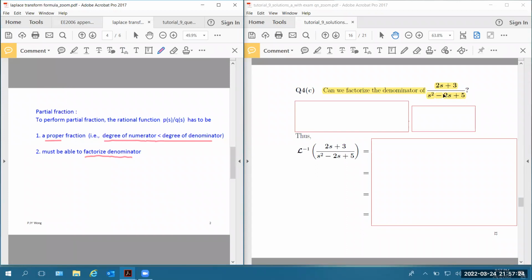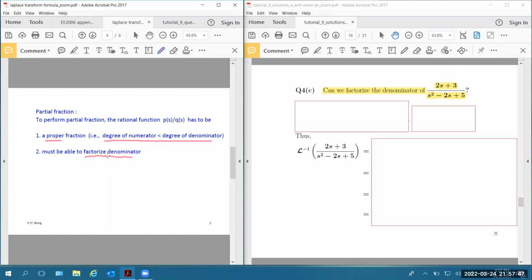So this one actually, it is a proper fraction. Then we look at point number 2. If you want to do partial fraction, basically you want to turn one fraction into more than one fraction, right?